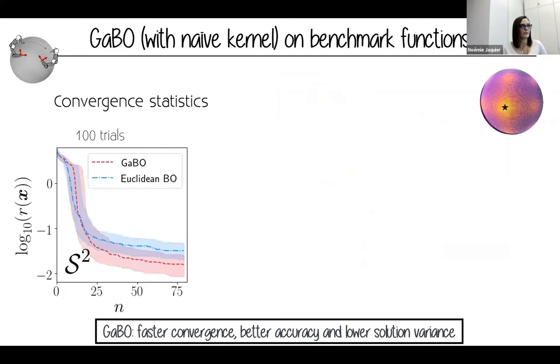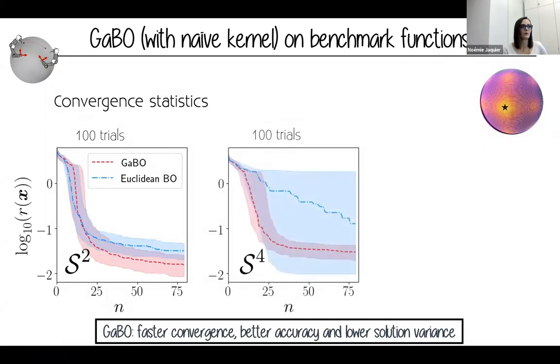So in terms of convergence statistics, we compared the performance of Gabo with simply the Euclidean BO. So it's the vanilla BO with a squared exponential kernel and a constrained optimization of the acquisition function to be on the sphere. And you see that here for the sphere S2, the Gabo is actually converging to a better optimum and in a faster manner than this Euclidean Bayesian optimization. Then we studied the same problem for higher dimension. So here we are on the sphere dimension 4. And you see that by increasing the dimension, the difference between the two approaches is even stronger. So here the Euclidean BO has actually a very high variance and doesn't converge in 75 iterations.